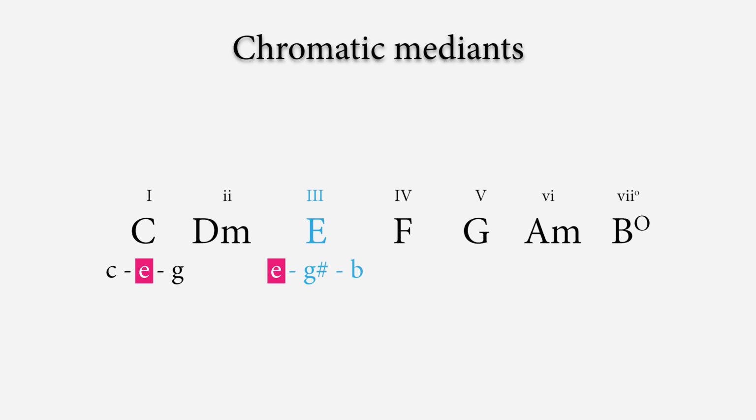The chords still have 1 note in common, the note E. If we alter the mediant in this way, we call it a chromatic mediant. It has 1 note in common with the tonic and 1 note that is changed in a chromatic way, from G to G sharp.